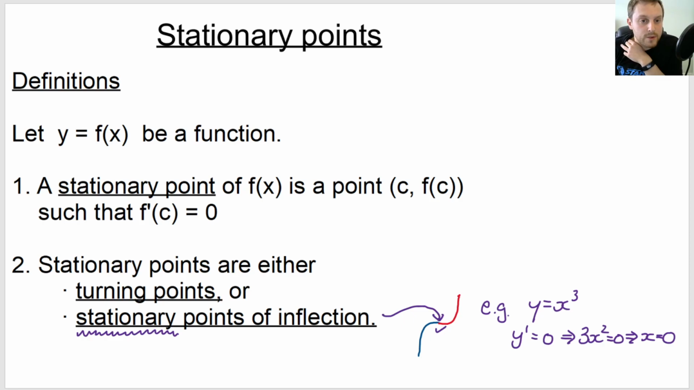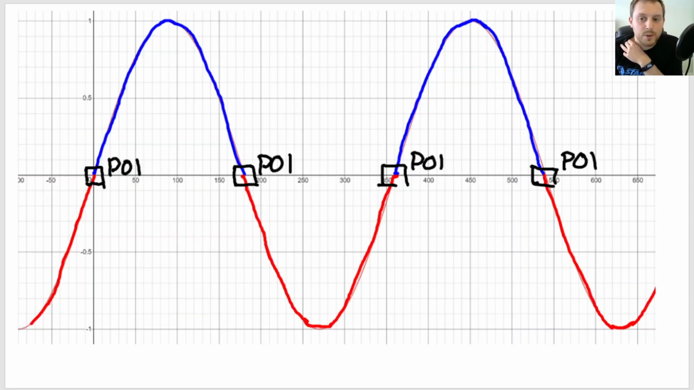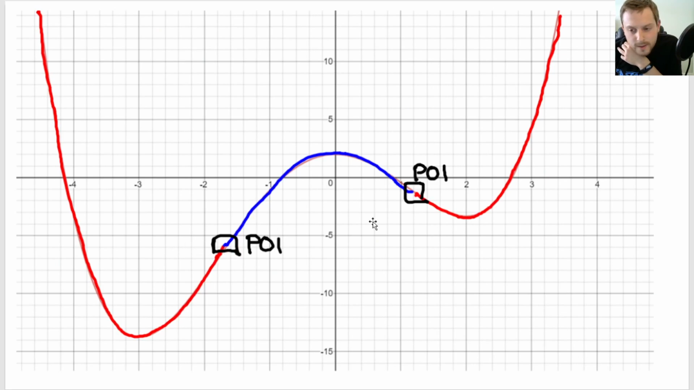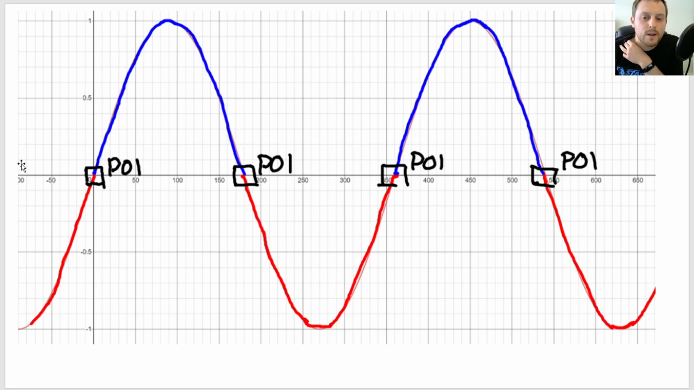If you have a look at the previous examples of points of inflection that I showed you up here, can you see that the gradient here and here and here and here, the gradients there aren't 0? They're definitely not flat there, are they? And they're not flat here either. So these are points of inflection, but they are not stationary points of inflection. So you can have stationary points of inflection and you can have non-stationary points of inflection.